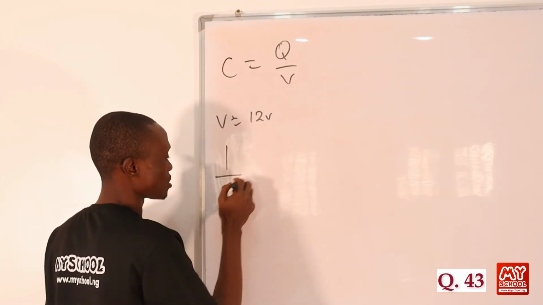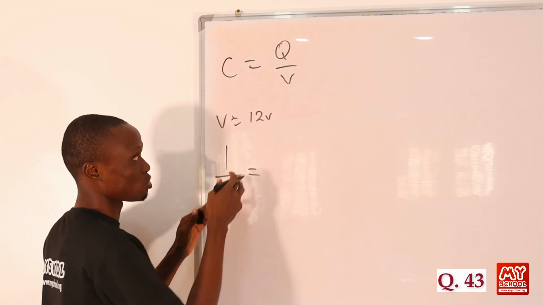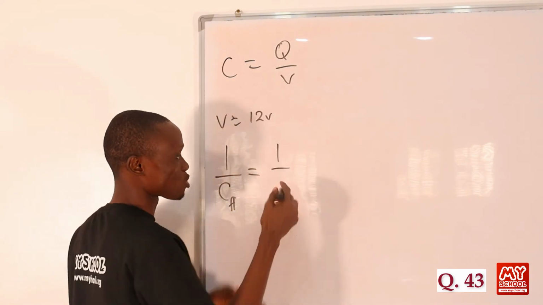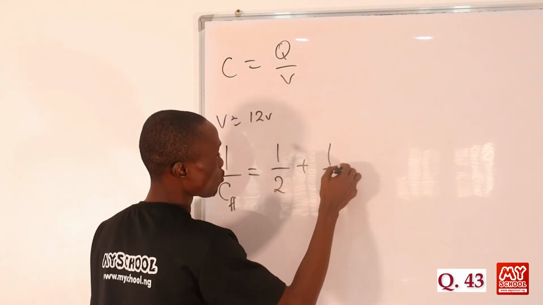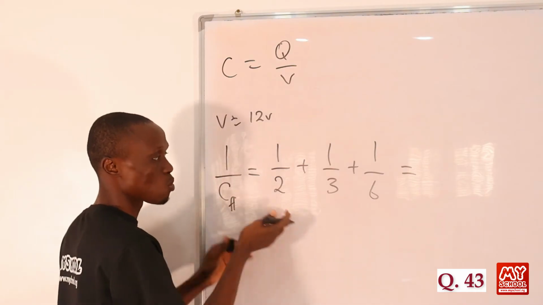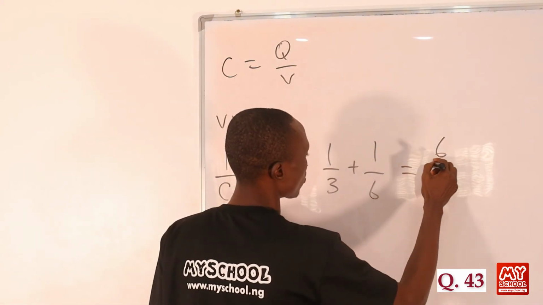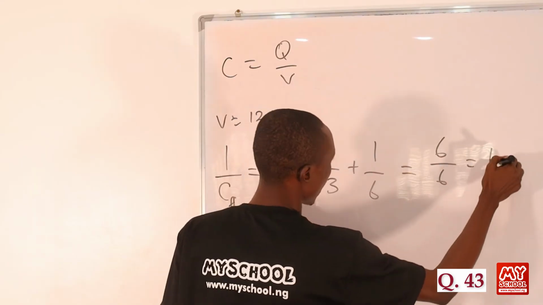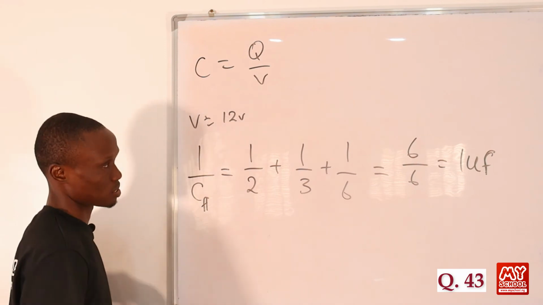The effective capacitance in series: 1 over the effective capacitance is equal to 1 over the value of the capacitors given to us, so here it will be 1 over 2 plus 1 over 3 plus 1 over 6. Here we definitely know that the LCM is 6. So at the end of the day, we're having 6 all over 6, which is equal to 1 microfarad. So that is the effective capacitance.